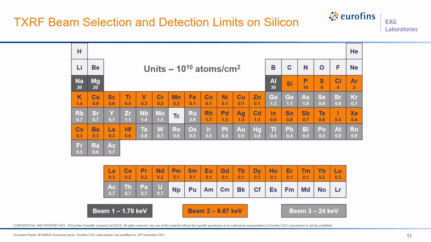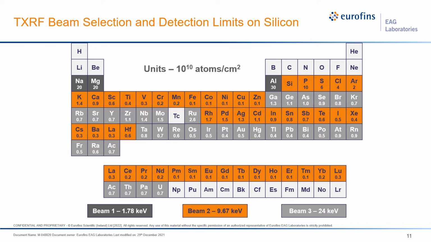So we have our low energy beam 1 at 1.78 keV. This is what we use to analyze sodium, magnesium, and aluminum. Unfortunately, we can only use it to look at those 3 elements. But if you look at beam 2 at 9.67 keV and beam 3 at 24 keV, we can fill out most of the periodic table between those 2 beam paths.